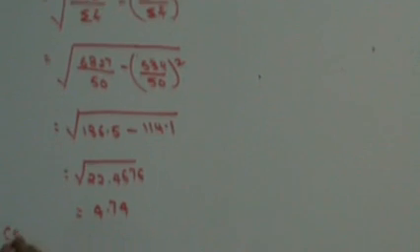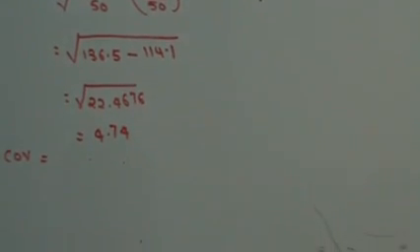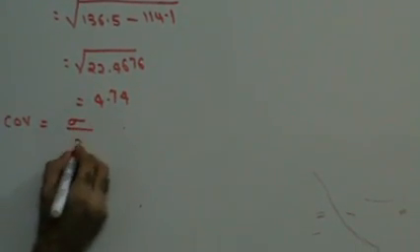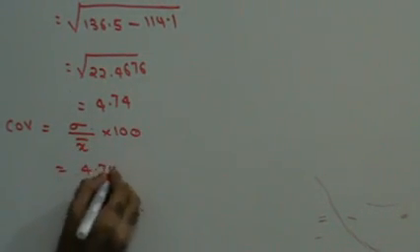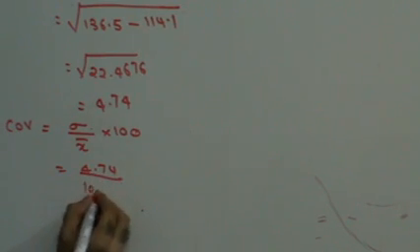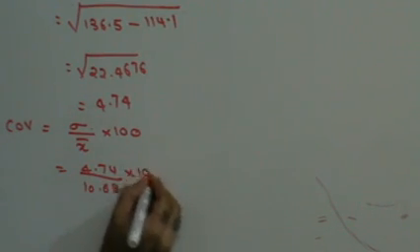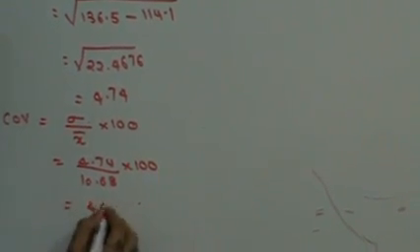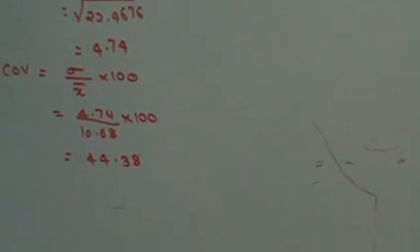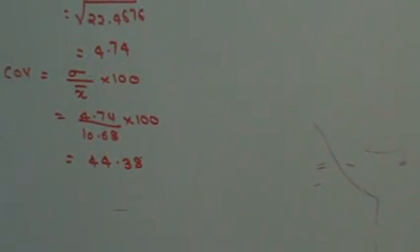Once you have this, then you can find out coefficient of variation. Coefficient of variation is standard deviation upon mean into 100. That's 4.74 divided by mean, 10.68, into 100. When you solve this, you will get 44.38. So my coefficient of variation is 44.38. Do we get this?